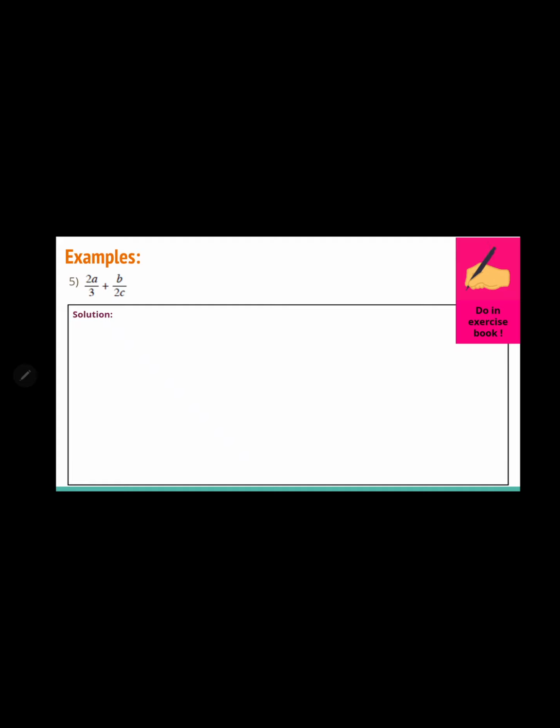Next, example 5. Here you see the denominators are totally different. Totally different means you have 3, 2 and then C. So what are we going to do with this? Since it's totally different, we have to multiply both sides. No choice. This is a bit tedious, but it still can be managed. This one you have to multiply with 2C, up and down. And this one you also have to multiply by 3, up and down.